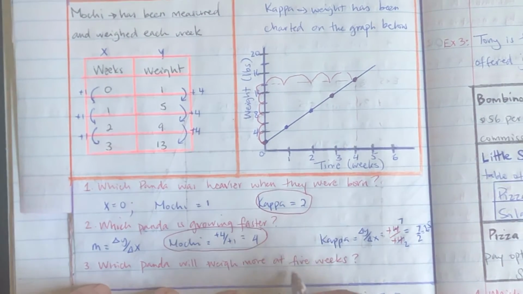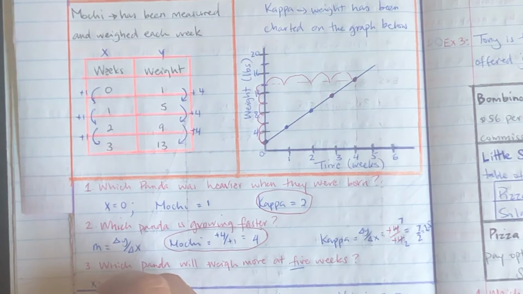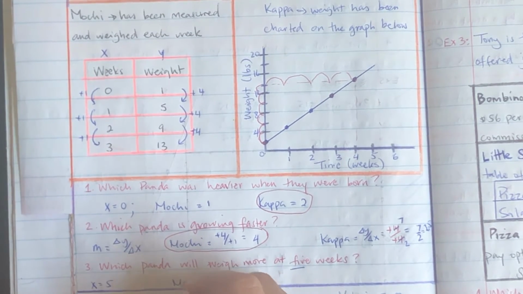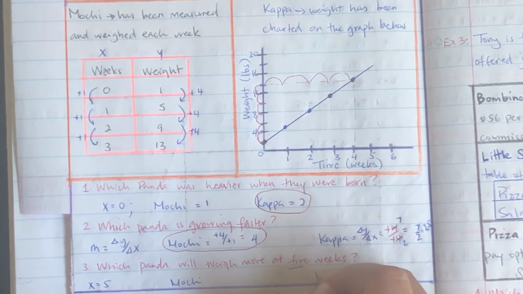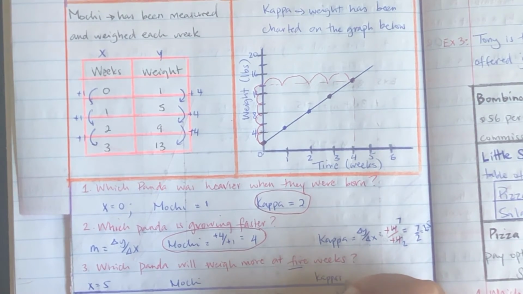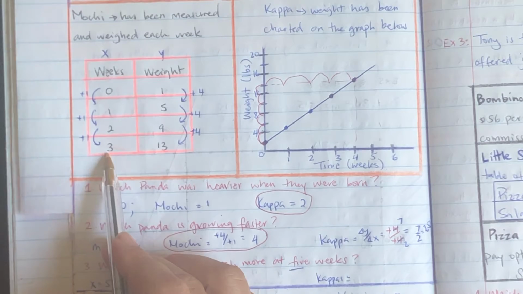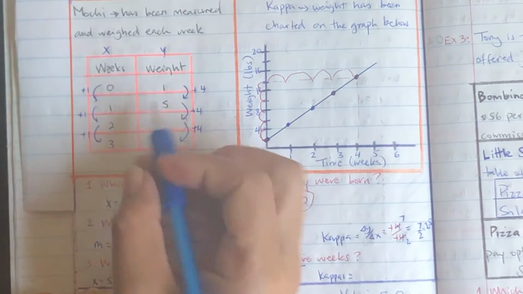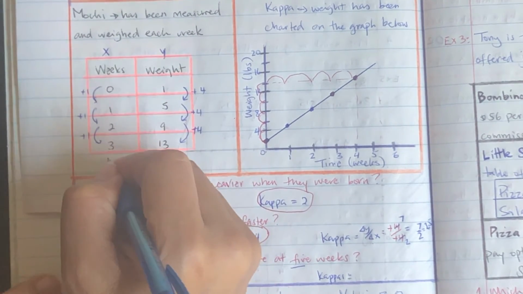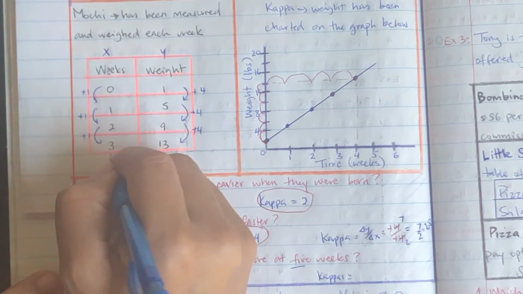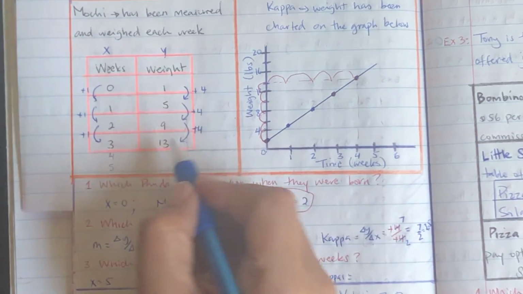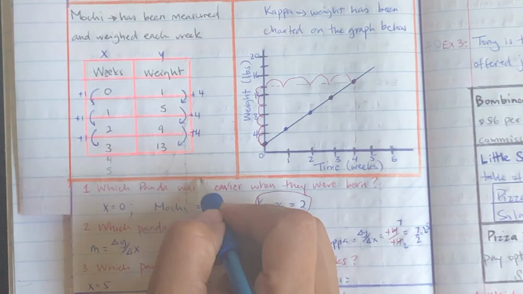So at 5 weeks, that's when x equals 5. I need to know what Moki's weight is and what Kappa's is. This is a listening check, color in Kappa. So at x equals 5, I don't have it here, right? But I can easily get to it because it goes 0, 1, 2, 3, then the next number will be what? 4. Next number will be 5.